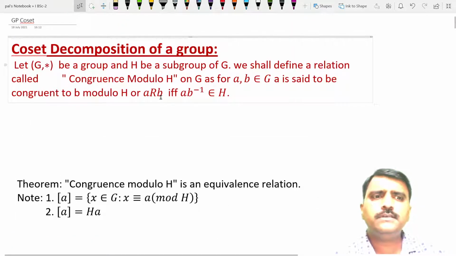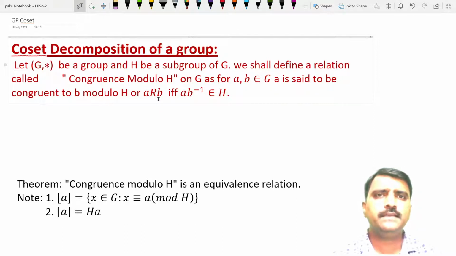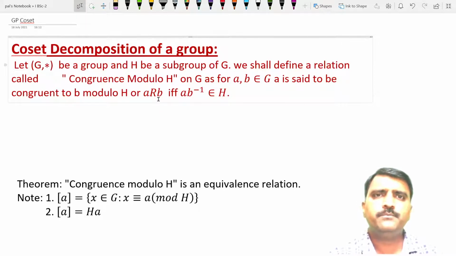You see, this congruence modulo H is an equivalence relation. When you say a relation is an equivalence relation, it satisfies three properties: reflexive, symmetric and transitive. So we can show that it is an equivalence relation. I am not discussing the proof of that theorem. You can prove that the congruence modulo H relation is an equivalence relation.